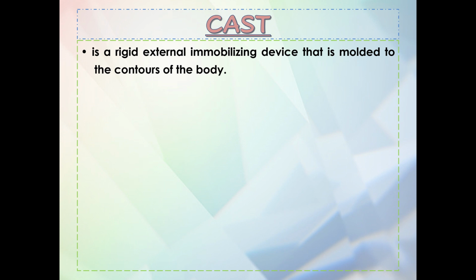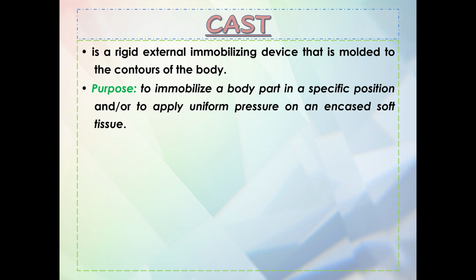So when we say cast, it is a rigid external immobilizing device that is molded to the contours of the body. So nilalagay natin yan sa specific part of the body na nagkaroon ng problem such as fracture so that ma-immobilize yung area or yung part na yon. So, ang purpose ng cast is to immobilize a body part in a specific position and to apply uniform pressure on an encased soft tissue. So, naglalagay tayo ng device. It is an external device para yun na nga, makorek yung problem na meron yung patient.